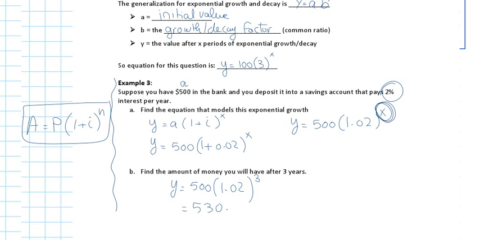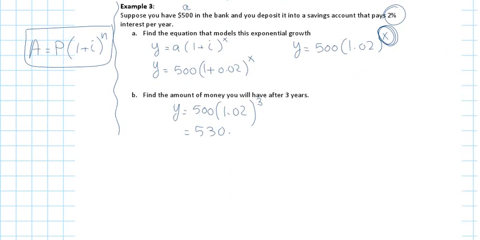The money has to only be to 2 decimal places, so that's going to be 530.61. Always leave money to 2 decimal places, and make sure you round properly. So basically, x is time. X is time, that's right.